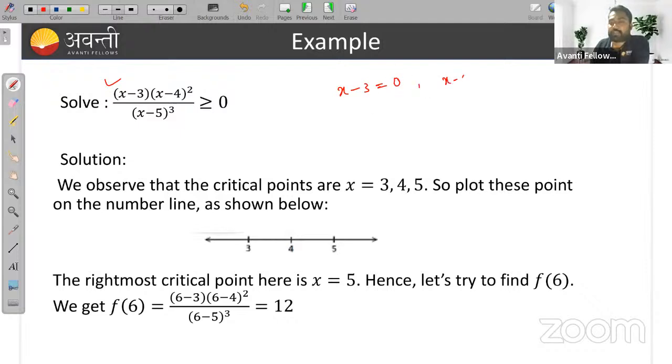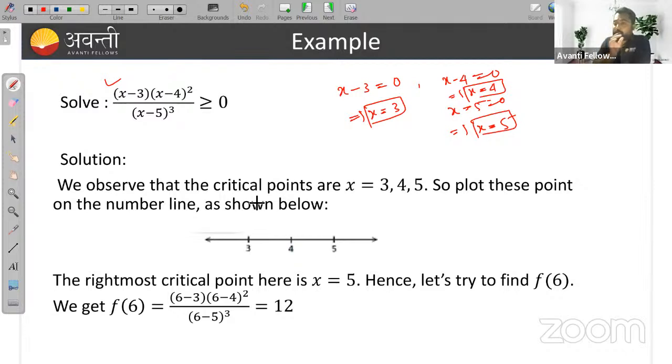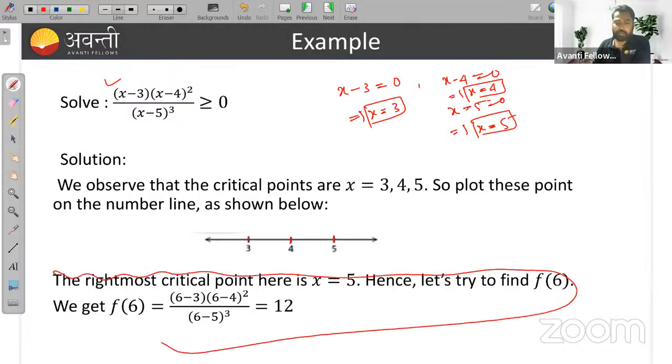x minus 3 is equal to 0. x minus 4 is equal to 0. x minus 5 is equal to 0. So from here I am getting x is equal to 3, from here x is equal to 4, and here x is equal to 5. So these three are my critical points. And plot all these points on the number line in ascending order: 3, 4, 5. Clear? Don't look at this, look at what I am saying.